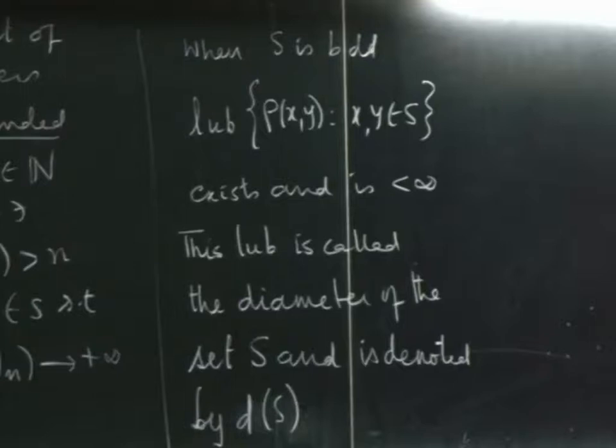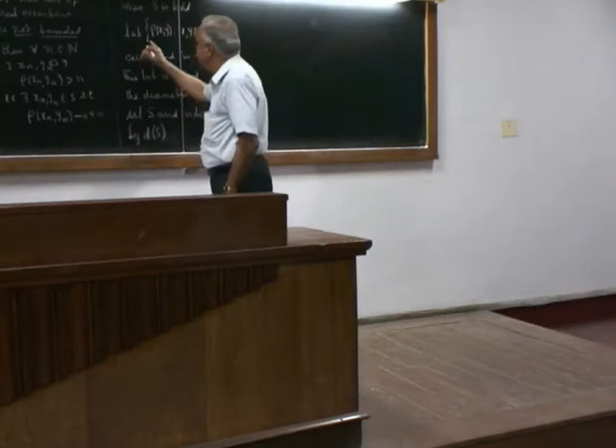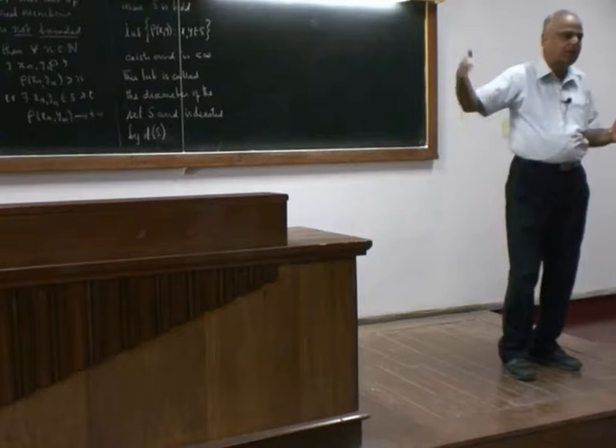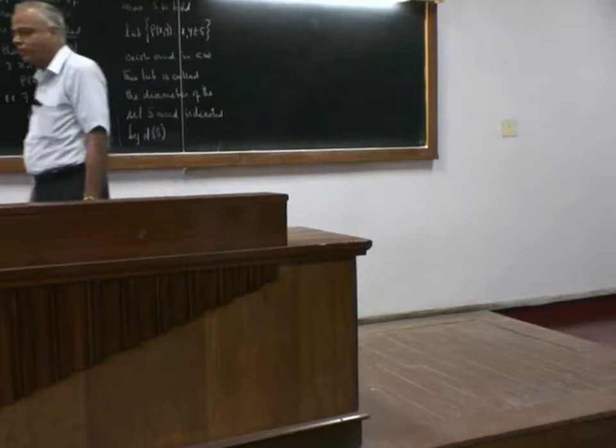So, what does that mean? The optimal elastic limit to which the set stretches itself, the maximum distance between points. In the case it is not bounded, the least upper bound will go to plus infinity, because no positive number can be an upper bound. So eventually the least upper bound has to be taken as plus infinity. So, we say that the diameter is plus infinity.